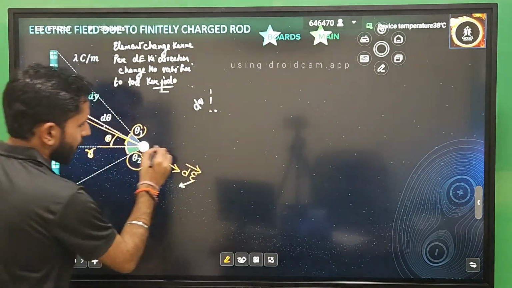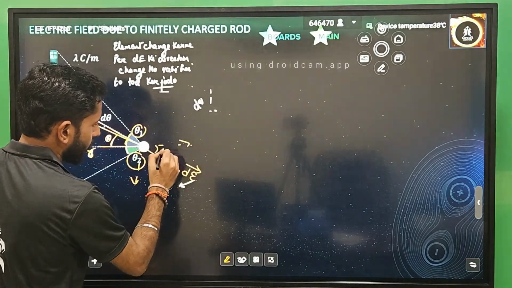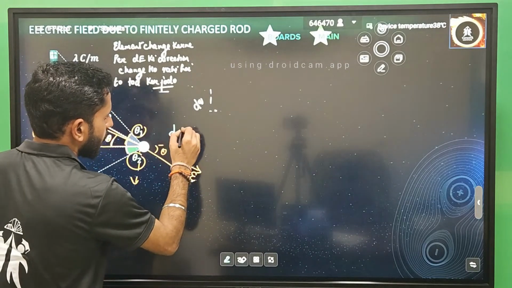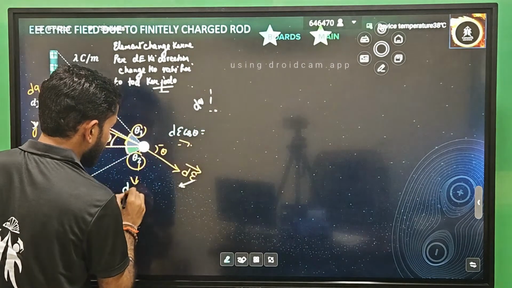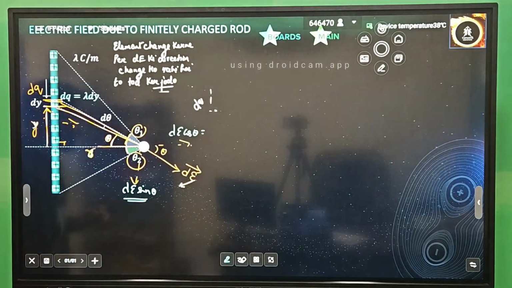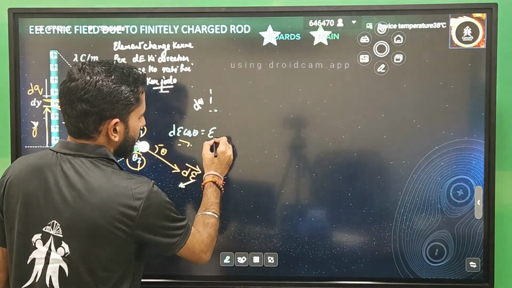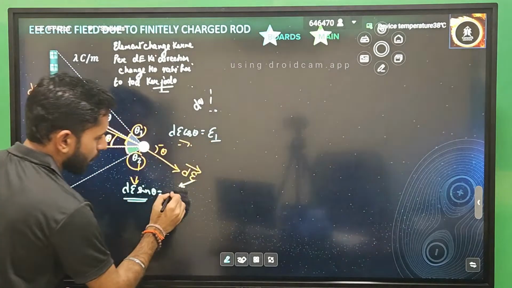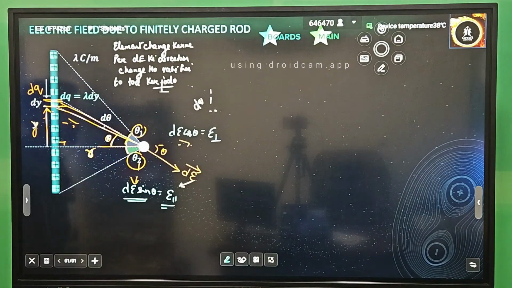And this was angle theta, that means it will have 2 components also. This angle will be theta. Now name these 2 components. This will be dE cos theta, and this will be called dE sin theta, correct? 2 basic components. Now I can also say that this is the electric field perpendicular to this wire, and this is the electric field parallel to the wire, and I am going to separately solve both of these scenarios.